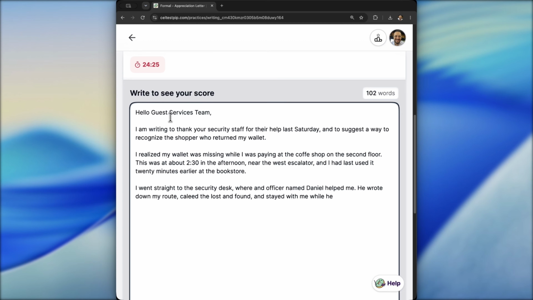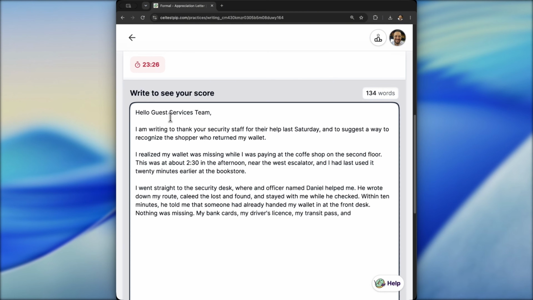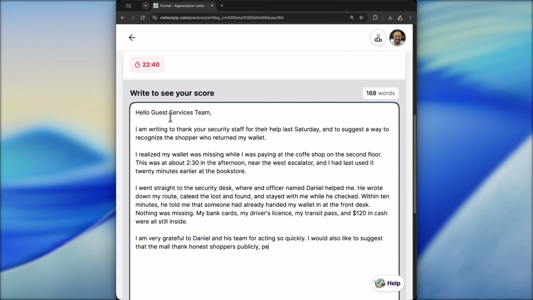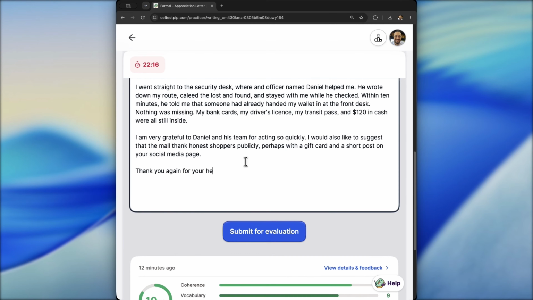He wrote down my route, called the lost and found, and stayed with me while he checked. Again, line 3, the third time. I am very grateful to Daniel and his team for acting so quickly. And we add, I would also like to suggest that the mall thank honest shoppers publicly, perhaps with a gift card and a short post on your social media page. Line 4, thank you again for your help. Line 5, kind regards. Line 6, the name.